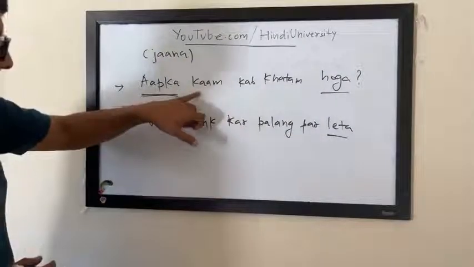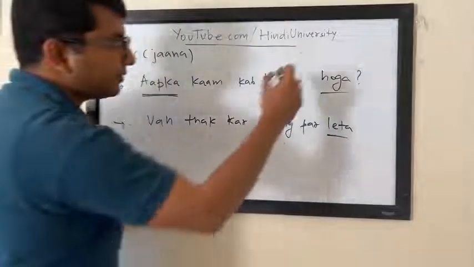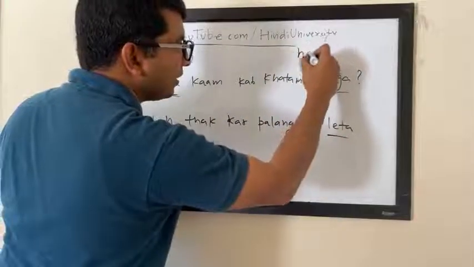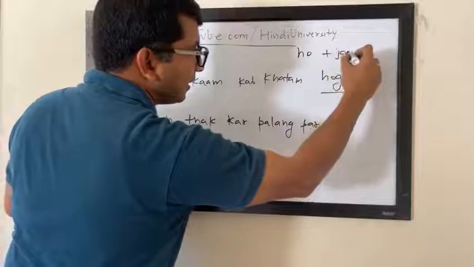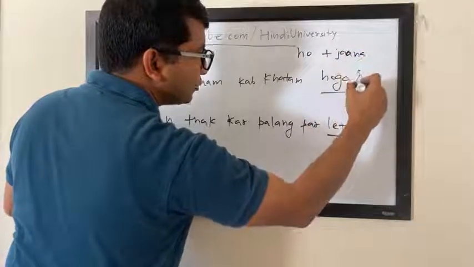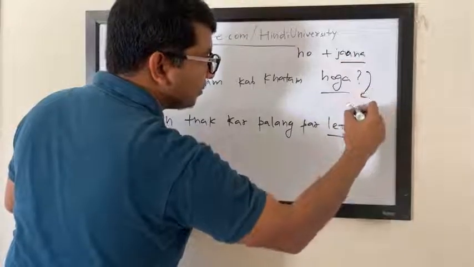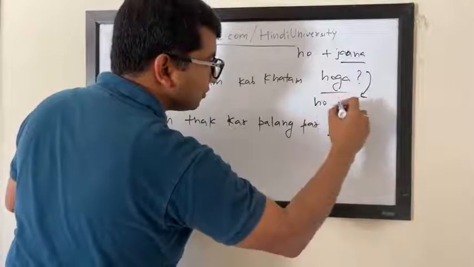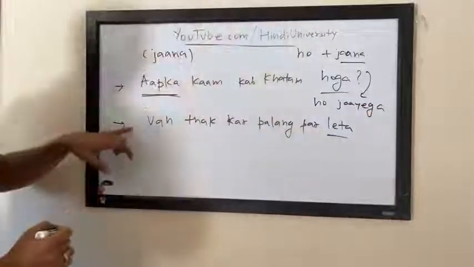आपका काम कब खत्म हो जाएगा? Very good, right? So instead of ho na, you said ho plus JAANA, and because it's future indefinite, you transition it accordingly. So it would be ho jayega. Okay, Christina ji, you do the next one.